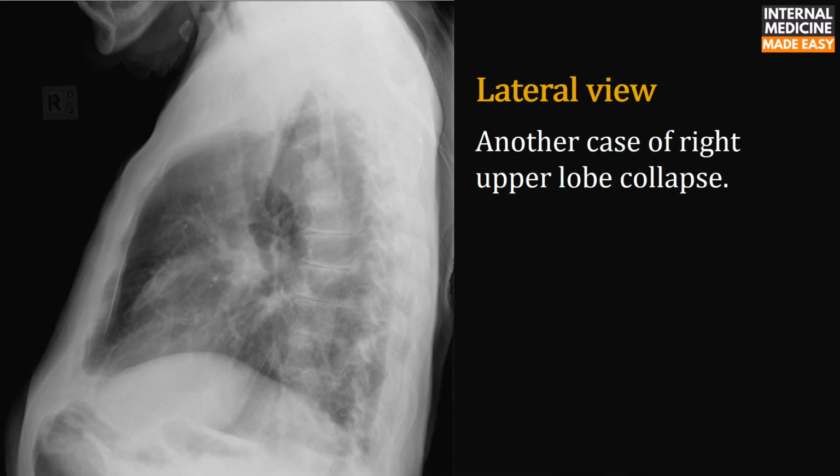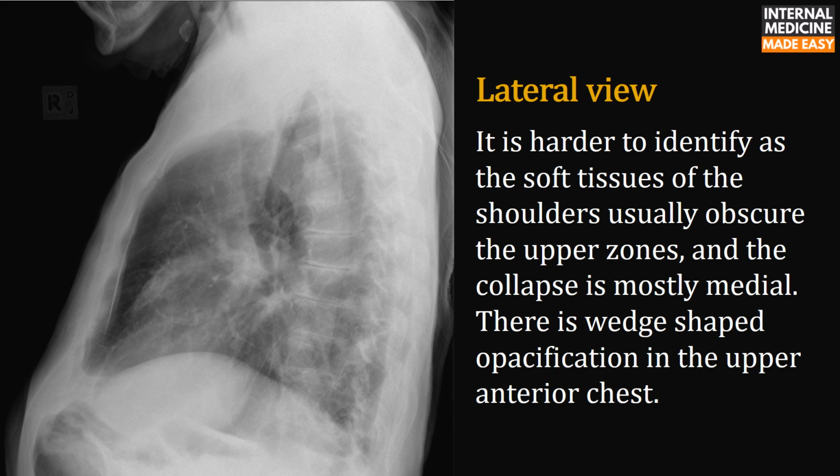This is another case of right upper lobe collapse, lateral view. It is harder to identify as the soft tissues of the shoulders usually obscure the upper zones and the collapse is mostly medial. There is wedge-shaped opacification in the upper anterior chest.